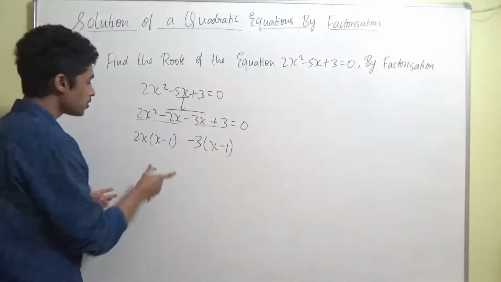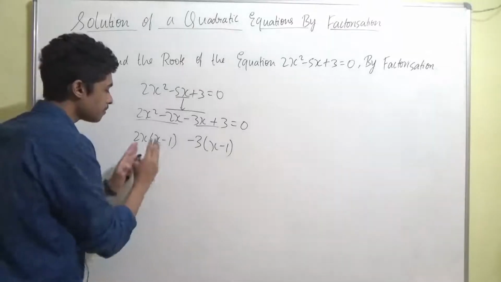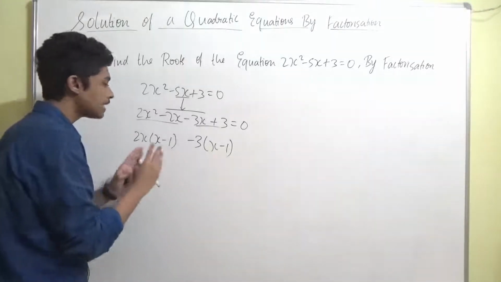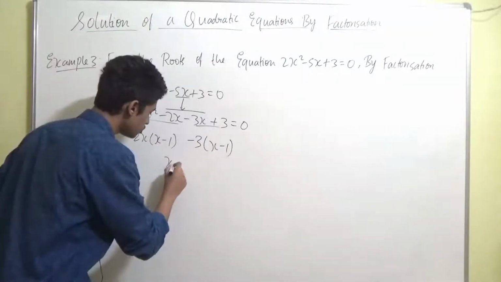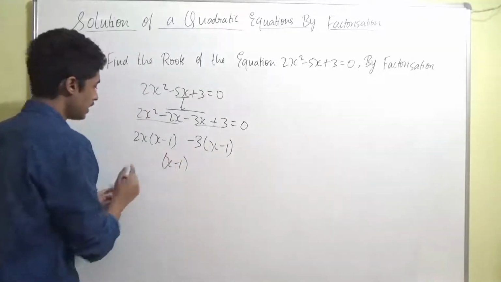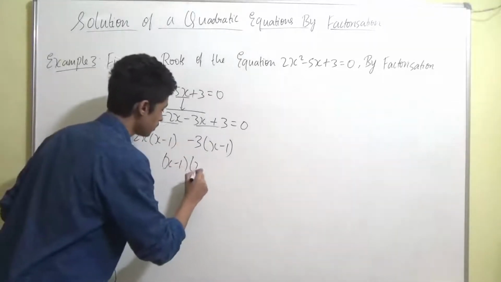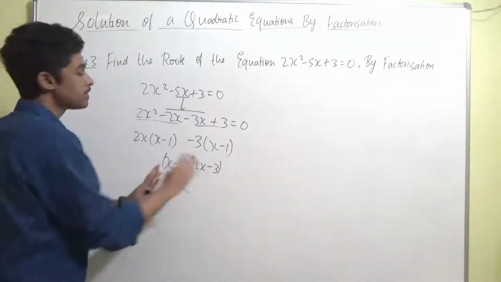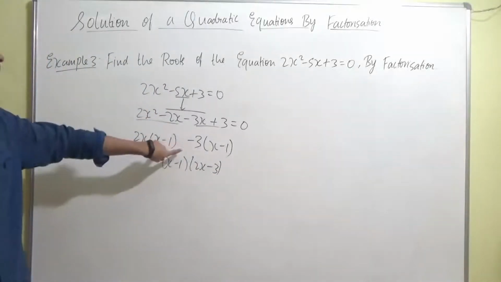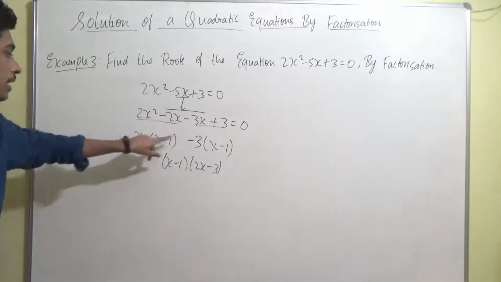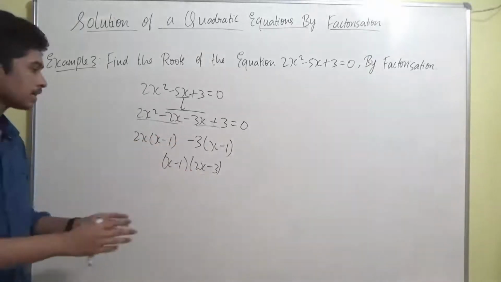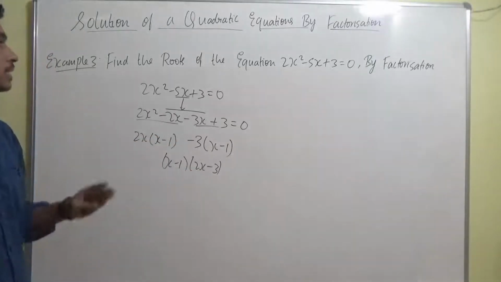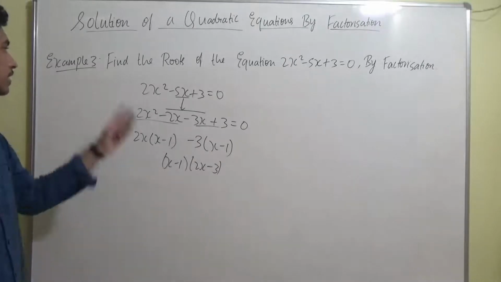Now as I said, these two brackets are common, right? Take them as common and write it once, don't write it twice. And then 2x minus 3, write it as it is in another bracket. The common bracket you write once here, and the remaining two terms you put in a bracket and write over here. That's it, guys. It is factored. Okay, they asked you to find the roots, right?